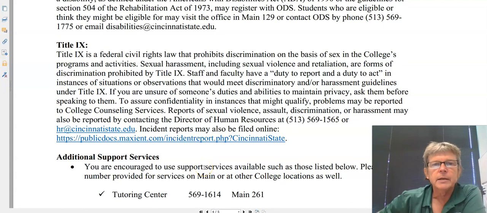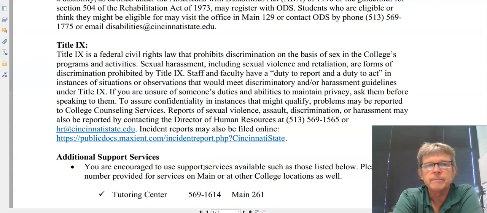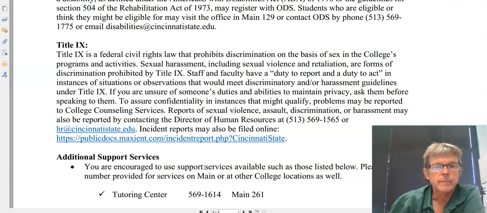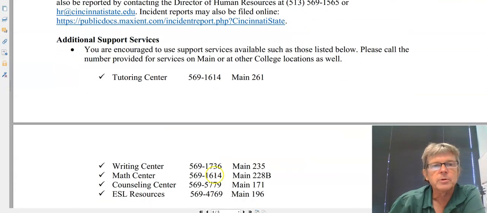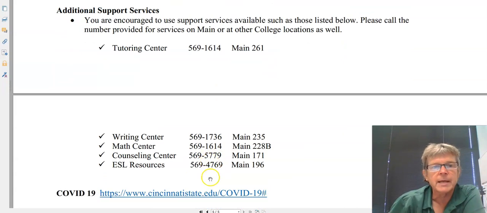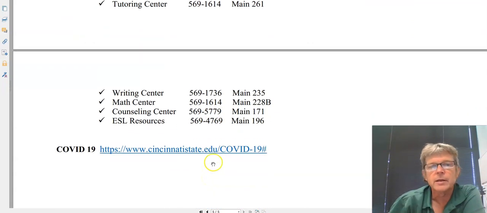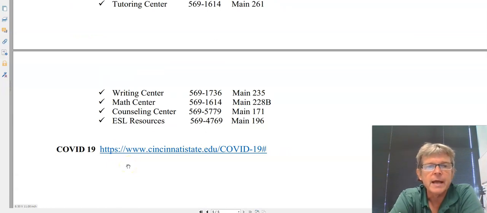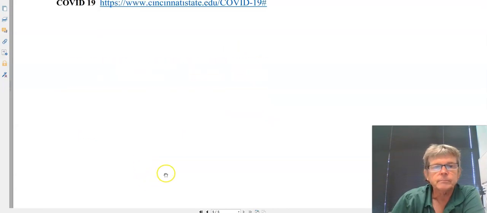Title IX prohibits sex discrimination, and there's a reporting system if you are a victim of harassment, sexual assault, or something like that. And it's right here in this syllabus. Here's the additional support services. There's a tutoring service over on main campus, a writing center, a math center. They can all help you. And then this last thing is a link for the COVID-19 information page for Cincinnati State.